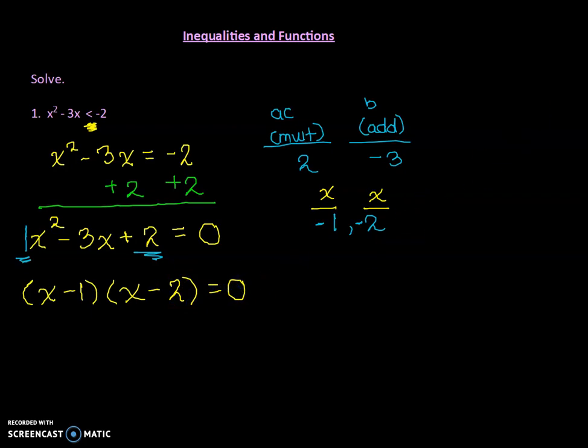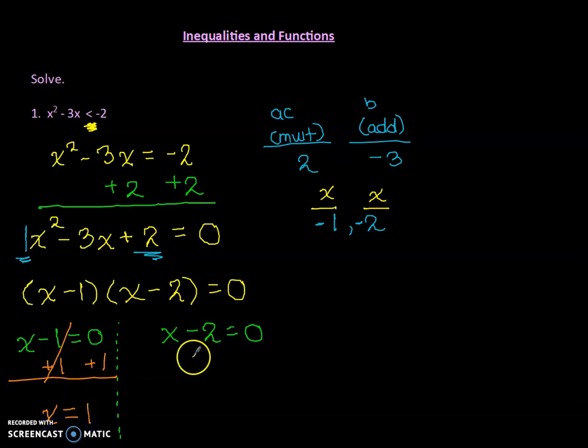It equals 0. Since it's factored and the other side equals 0, you can use the zero product property, meaning set each parentheses equal to 0, and you're going to solve for x. So for the first one, I'm going to add 1 to both sides, and I'll get x equals 1. For the other one, I will add 2 to both sides and get x equals 2.